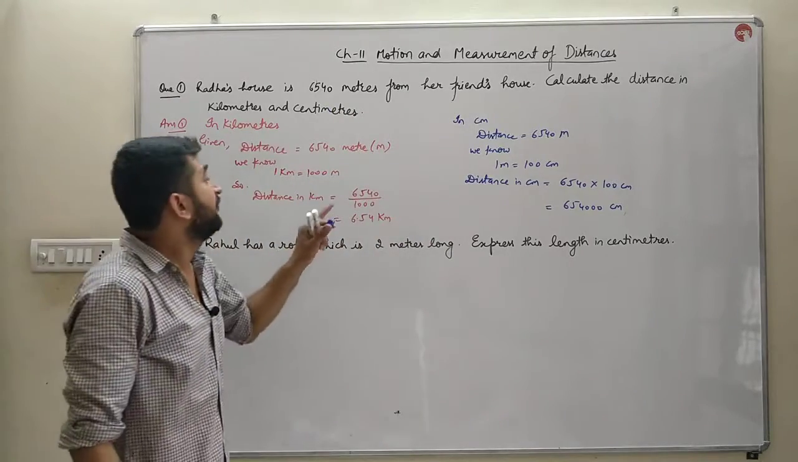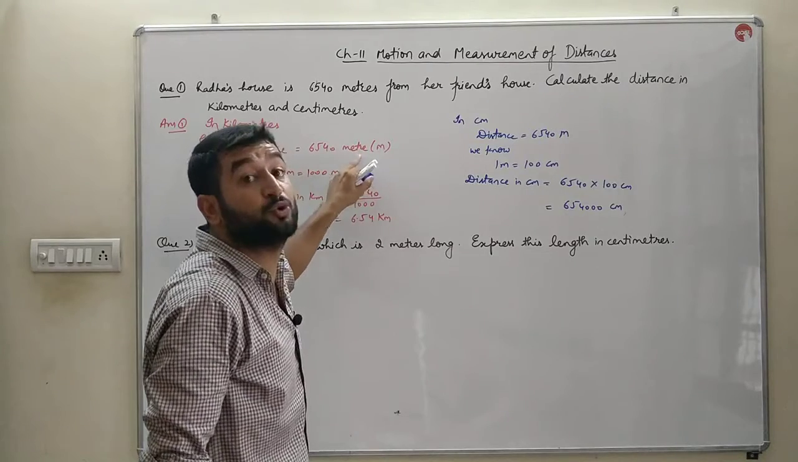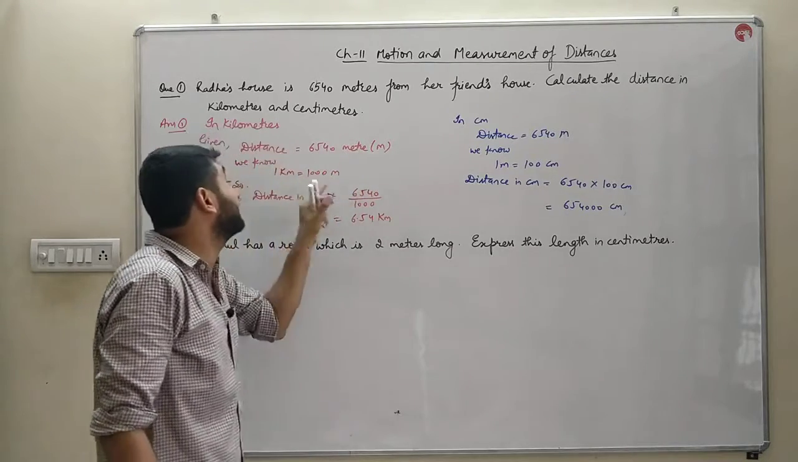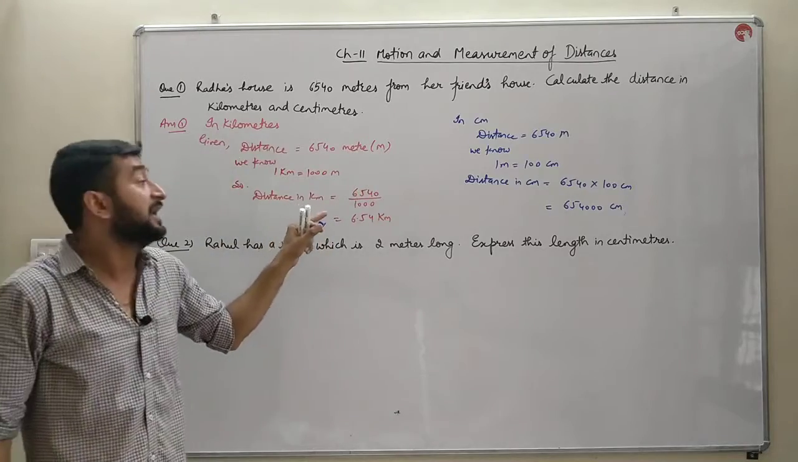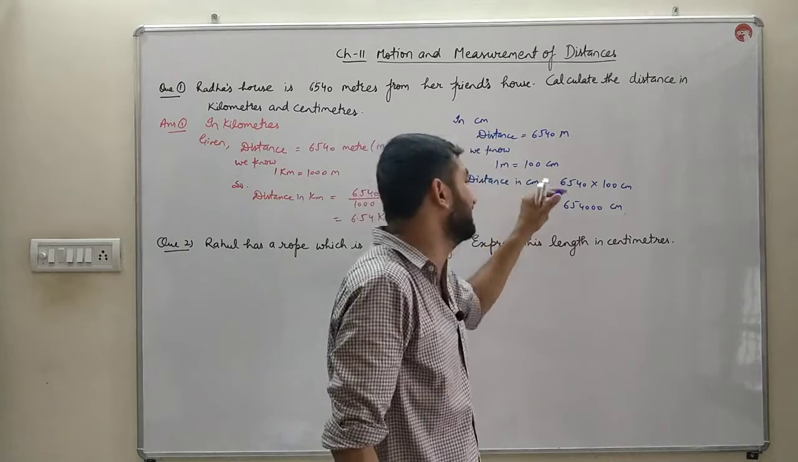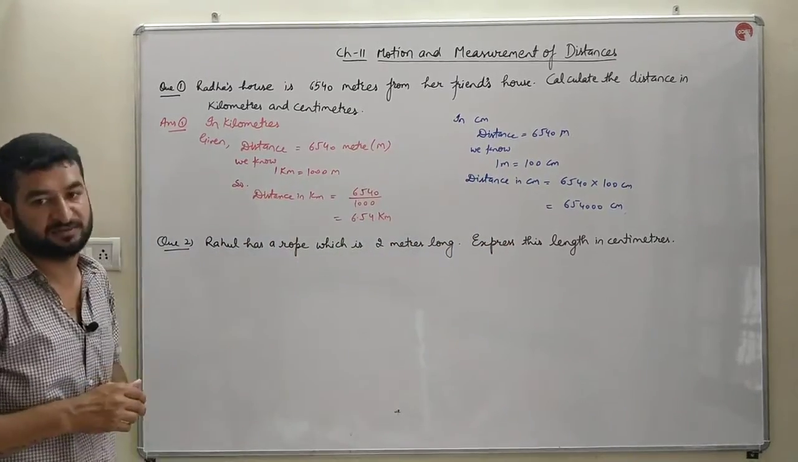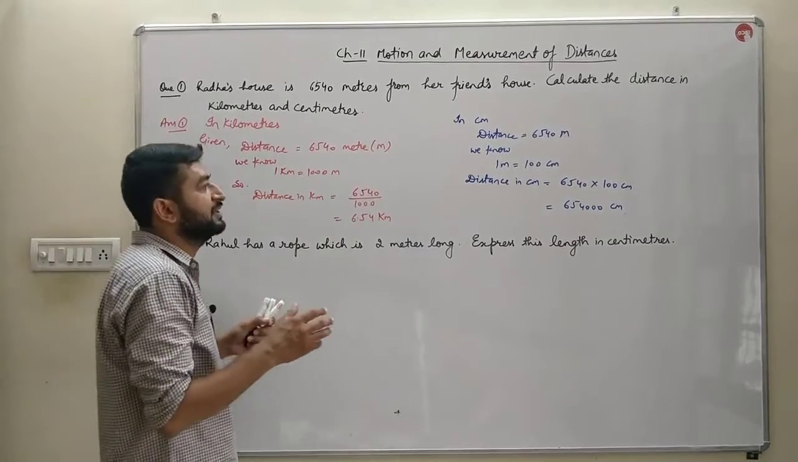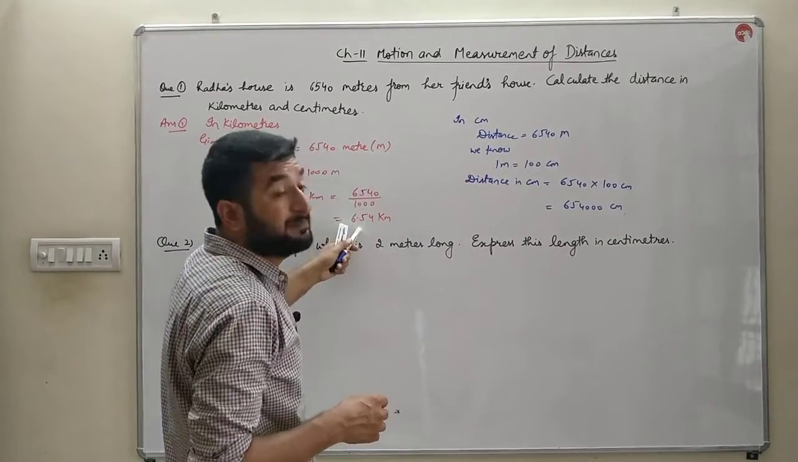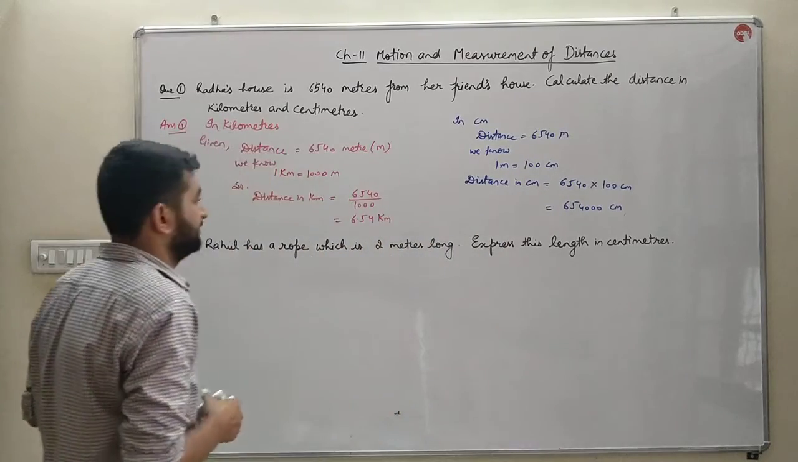So for unit conversion of meter into kilometer, that is the smaller unit into the larger unit, we divide by 1000. And if we are converting the larger unit, that is meter, into centimeters, then we multiply it with 100 cm. So that's how we convert the unit meter into kilometer by dividing, and meter into centimeter by multiplying.